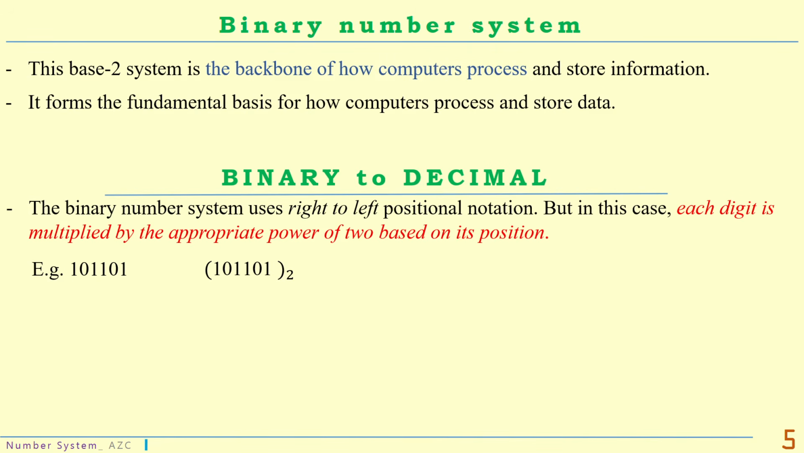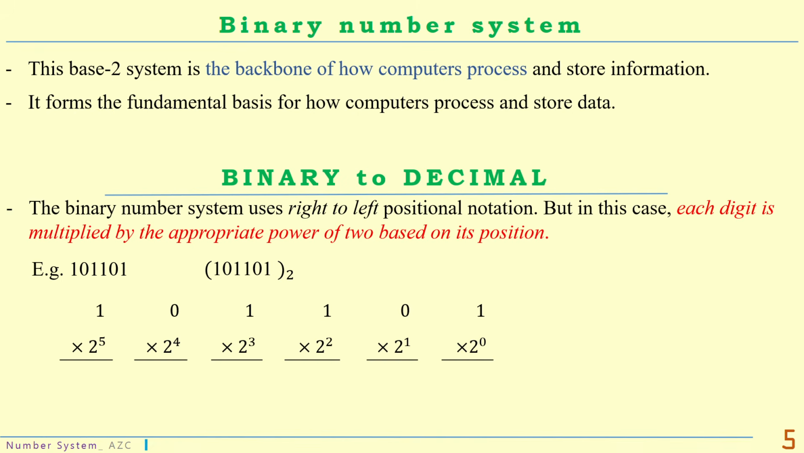Conversion of binary to decimal. To convert a binary number to a decimal number, start from the rightmost digit, that is the least significant bit, and multiply each digit by increasing powers of 2, starting at 0 power. Lastly, sum all the resulting products to get the final decimal value.